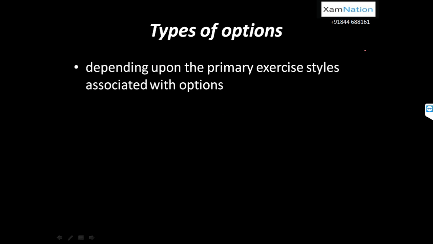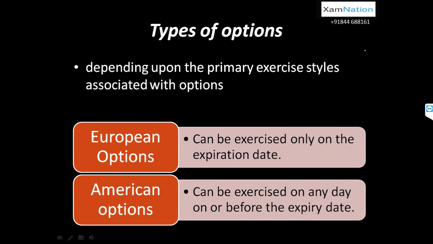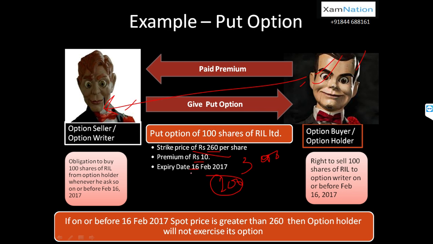Now there are basically two types of option depending on the exercise style. One is the European option and the other is the American option. A European option can be exercised on the expiration date, and an American option can be exercised on any day on or before the expiration date. For example, if this is an American type of option, then this option buyer can exercise his option on any day up to 16th Feb 2017. If this is a European type of option, then he can exercise his option only on 16th Feb 2017. Okay, understood?